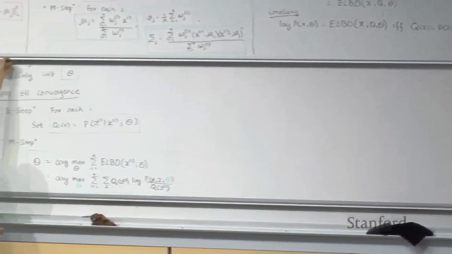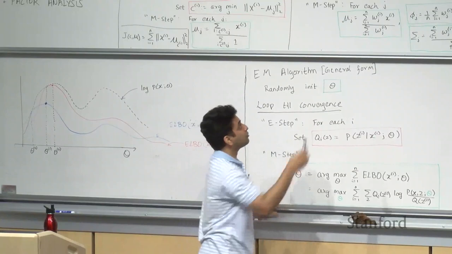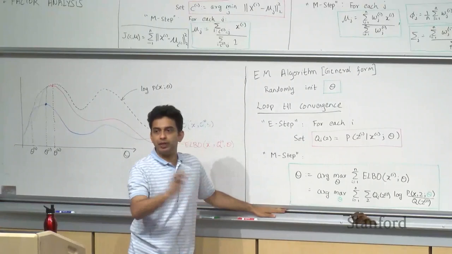Now, we have this Jensen's inequality and we have this corollary, and using these two, we then came up with the more general form of the EM algorithm, right? In the most general form of the EM algorithm, we assume there is some parameter theta, right? In case of Gaussian mixture model, theta will be the collection of phis, mu's, and sigmas, right? We are just calling it theta. It could be any parameter depending on the model that we have, right?